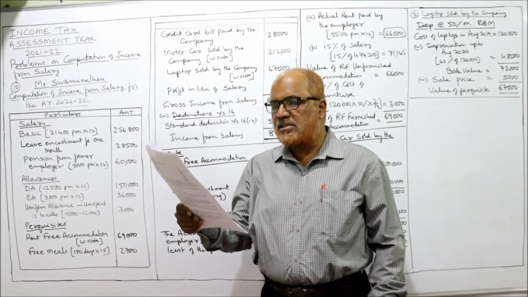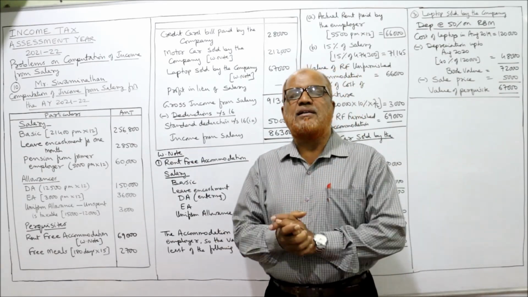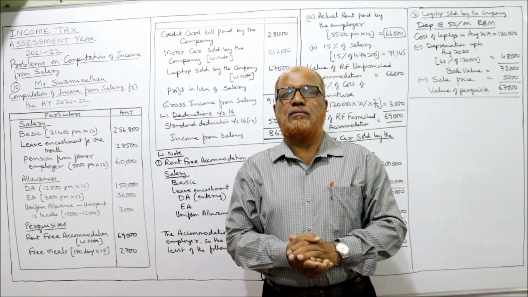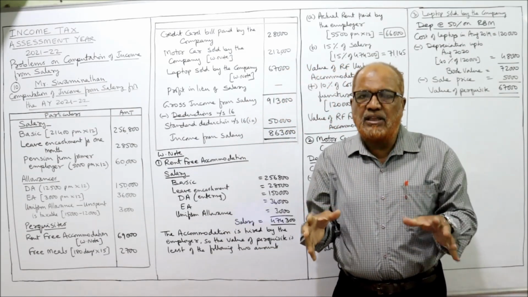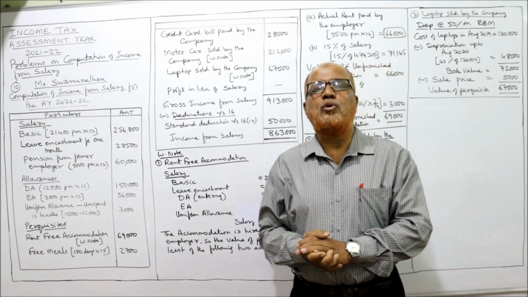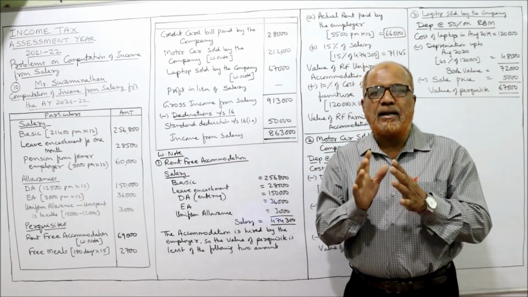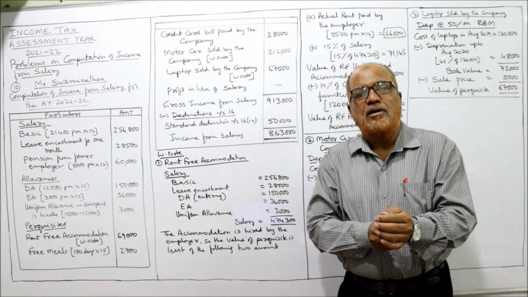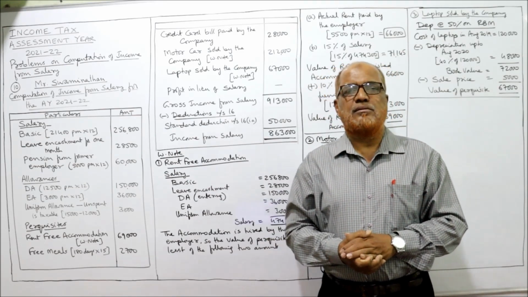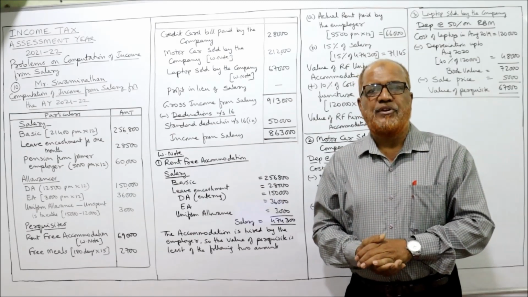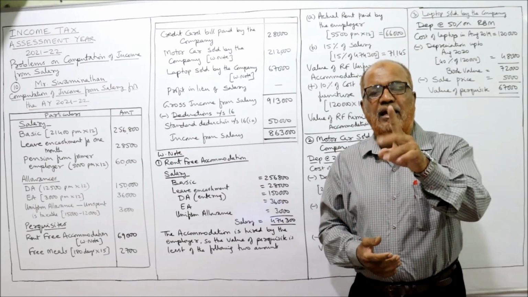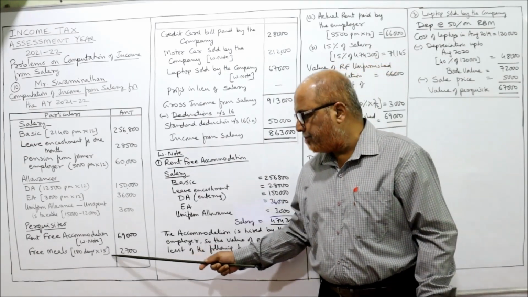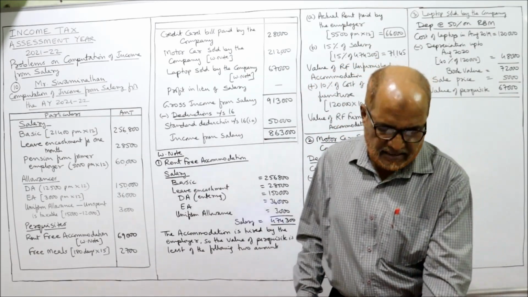The cost of each meal is 65 rupees. The Income Tax Act has given the provision that meals provided by the employer to the employee during business hours within the business premises are exempted up to rupees 50 per day. Per day 50 rupees meal is exempted, tax free. Over 50 rupees it is taxable. So in our problem it is given 65 rupees. So 65 minus 50, 15 rupees per day. How many days? 180 days. So 180 into 15 comes to 2,700, which is taxable.